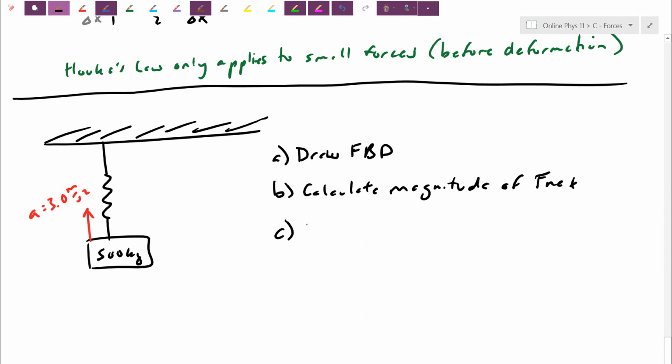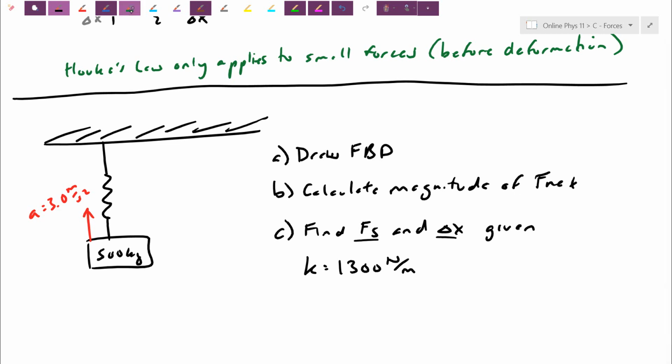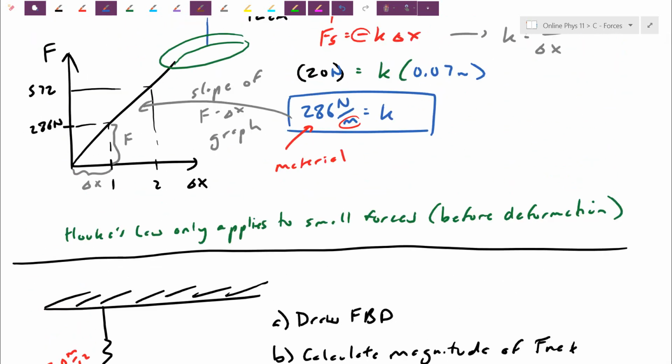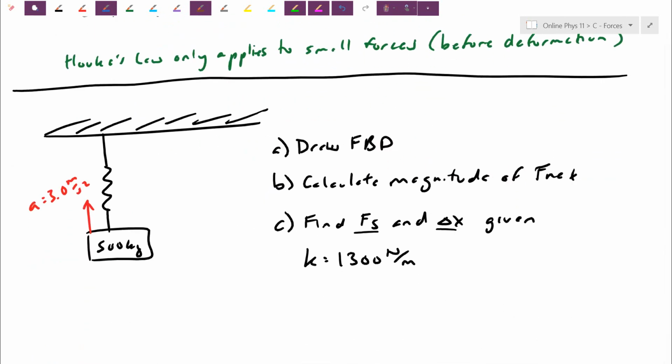And then C, I want you to find what is the Fs and the delta x. How hard is the slinky actually pulling? And the displacement, how much further is the spring stretched beyond what it wants to be, given the K value here. Let's make the K value 1,300 newtons per meter. So the difference is this K here is much larger than the other one, so much more tight, rigid, but let's just go from there.